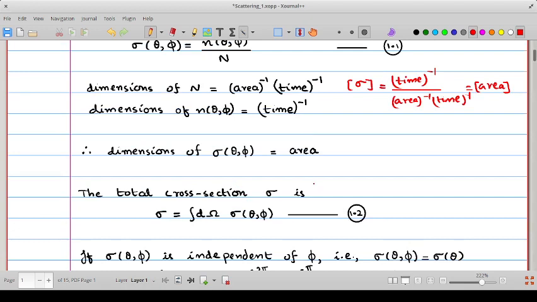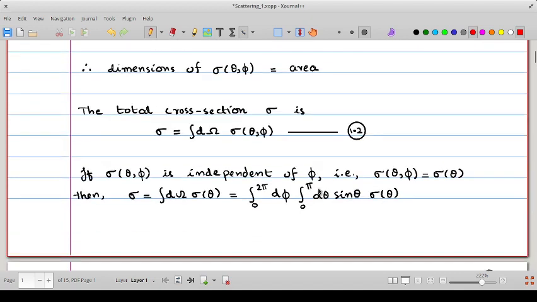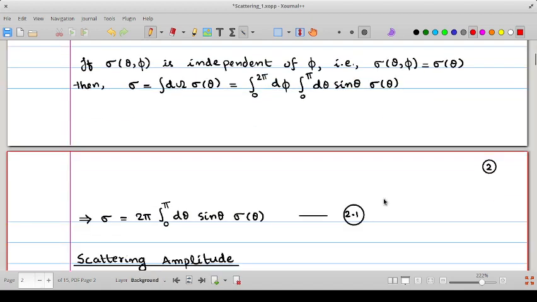And if we integrate the differential scattering cross section over all directions, then we will get the total scattering cross section sigma. Now if the system of the beam and the scatterer has a symmetry such that sigma(theta, phi) depends only on theta and not on phi, then the total scattering cross section sigma, which is defined as the integral over the solid angle of the differential scattering cross section, which is equal to the integral from 0 to 2 pi of d phi, and the integral from 0 to pi of d theta sine theta times sigma(theta), can now be written as 2 pi times this integral. And that is because the integrand does not depend upon phi, and this integral is simply 2 pi.